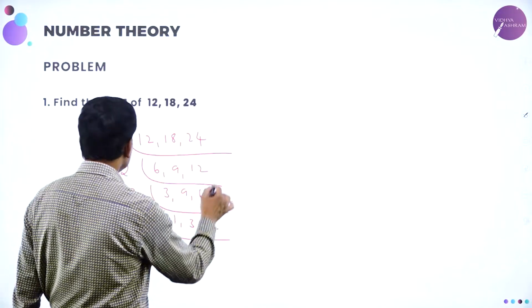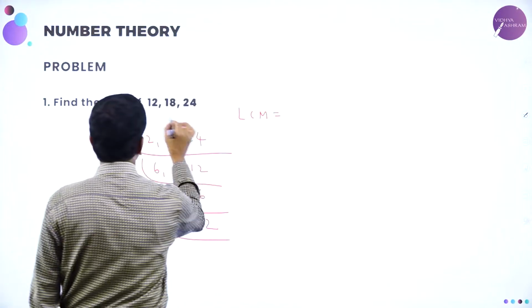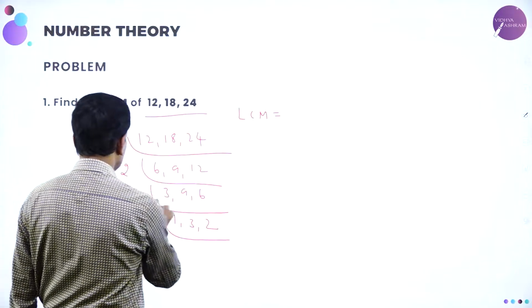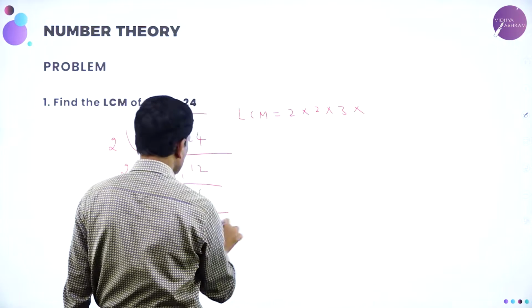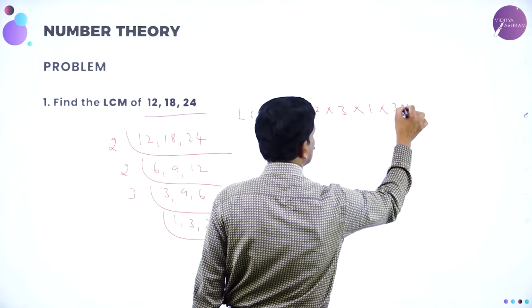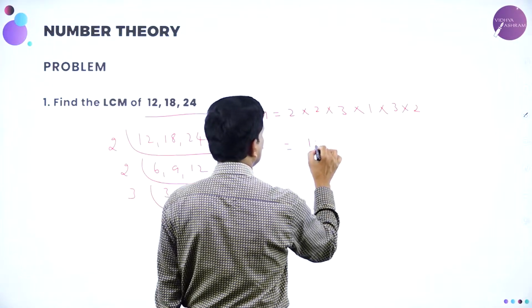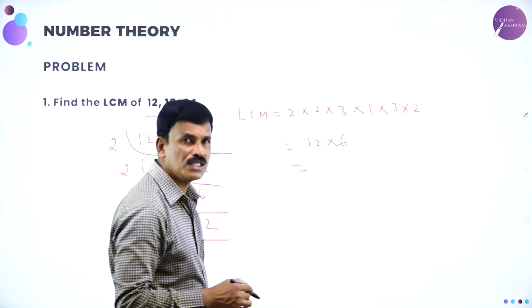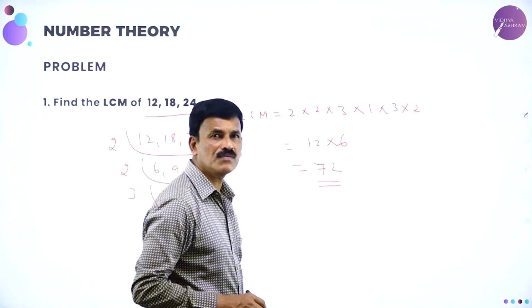You just stop here. So therefore the LCM of the numbers 12, 18 and 24 is 2 into 2 into 3 into 1 into 3 into 2. Multiply this. 2 2s are 4, 4 3s are 12, into 3 2s are 6. That's it. 12 into 6 is equal to 72. 72 is the required LCM for the given numbers.